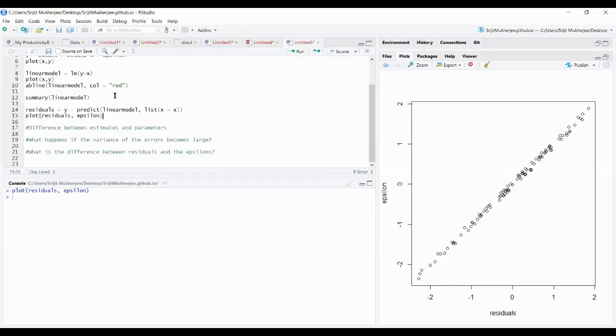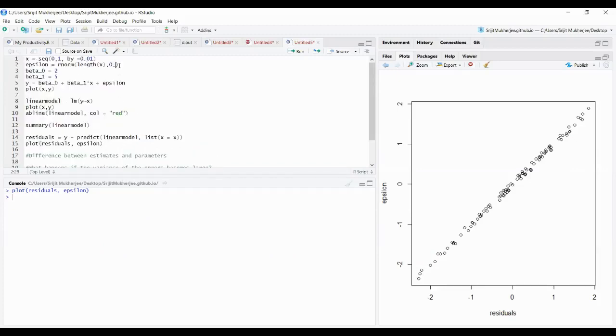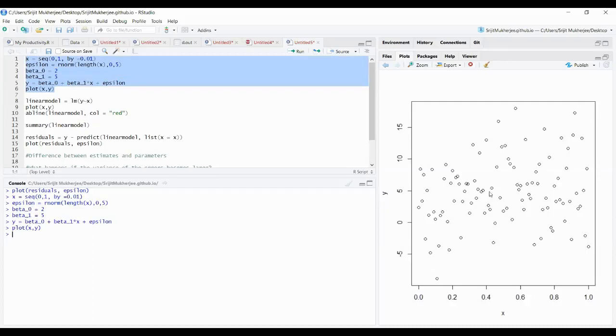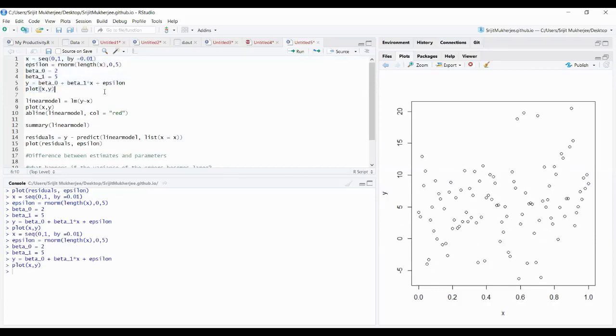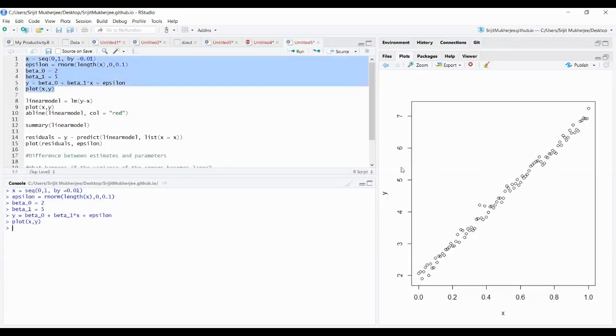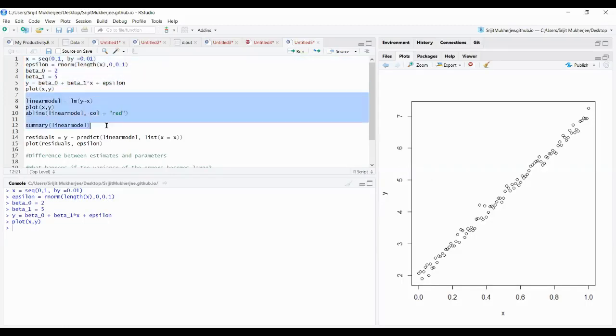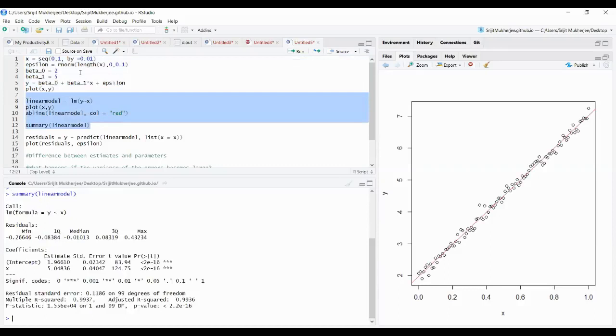Now, the variance. So let's do this again. Let's increase sigma square to 5, and plot this. It looks almost bad. Let's do it for 2, then it will make much more sense. Okay, so let's do it for 0.1. For 0.1 it looks like this, and let's see the residuals, the linear plot, and the ab line. The residual summary is like 0. The estimates are 1.96 and 5.04.